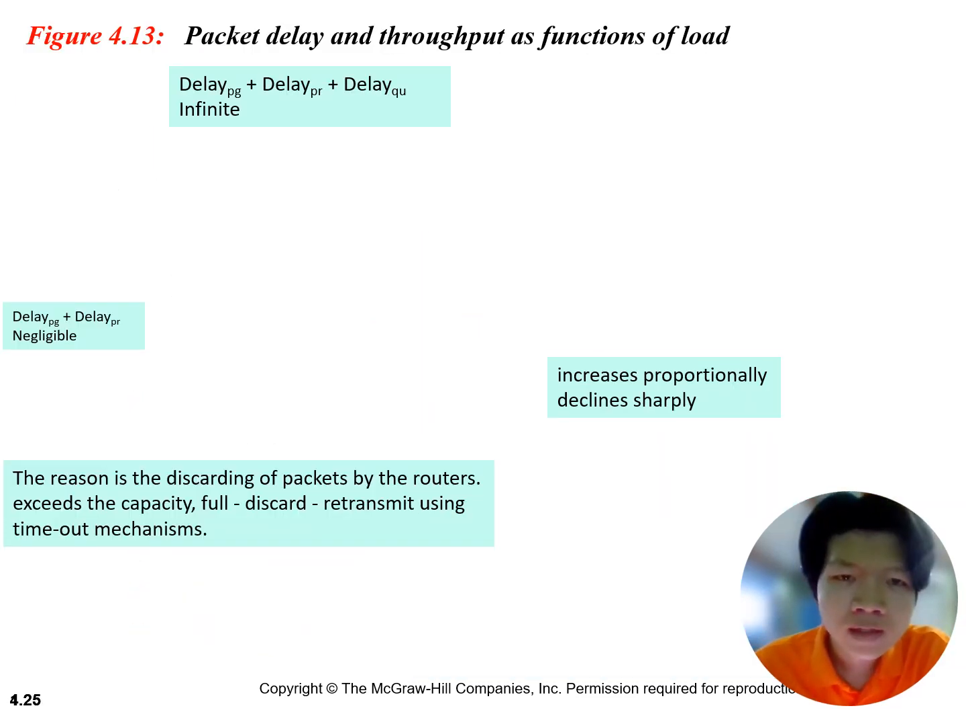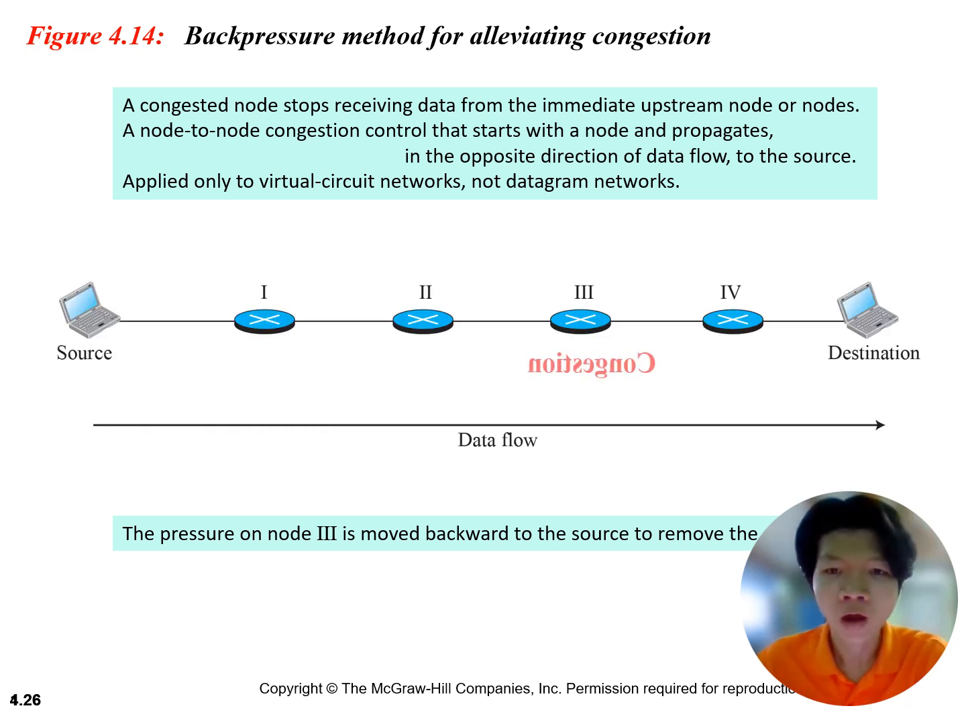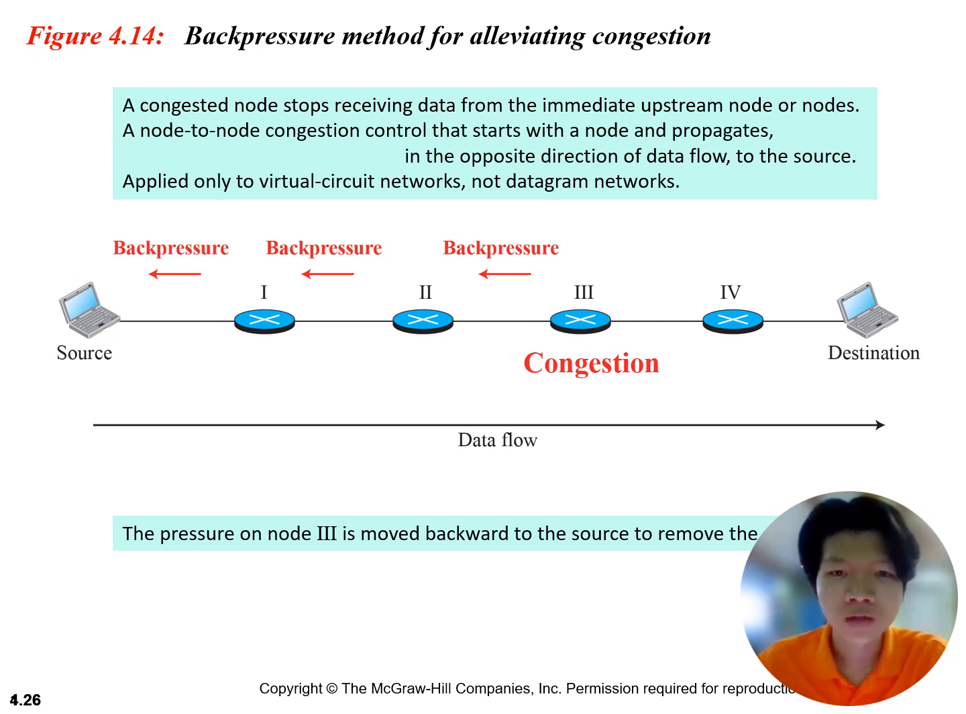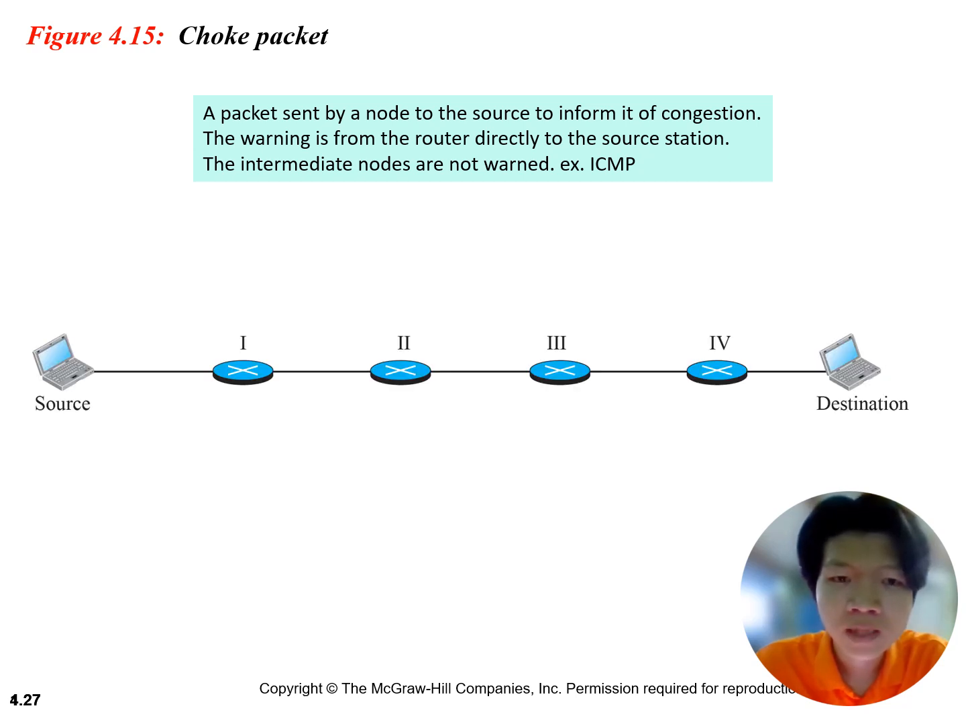Here is packet delay and throughput as functions of load. Here is a figure of the back pressure method of alleviating congestion. And here is the choke packet, a packet sent by a node to the source to inform it of congestion. The warning is from the router directly to the source station. The intermediate nodes are not warned. Example: ICMP.